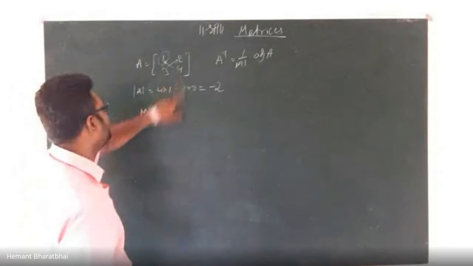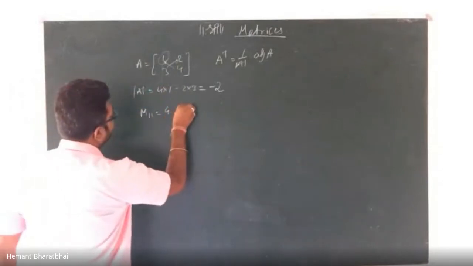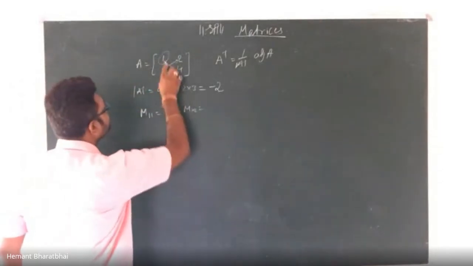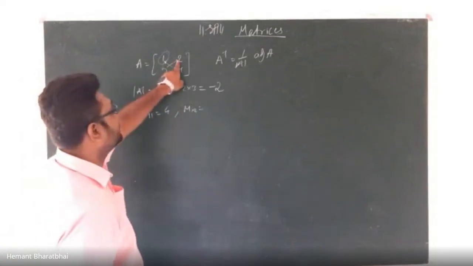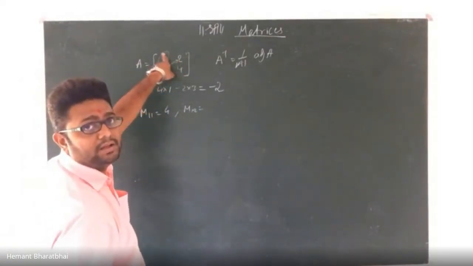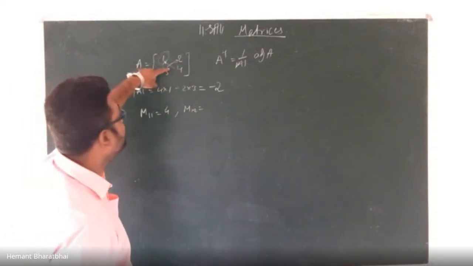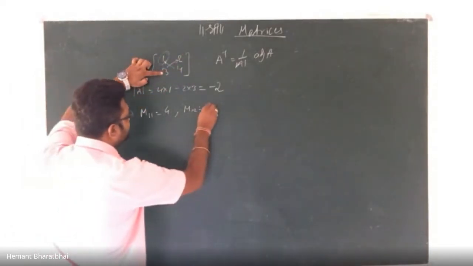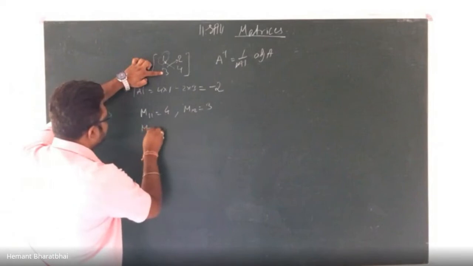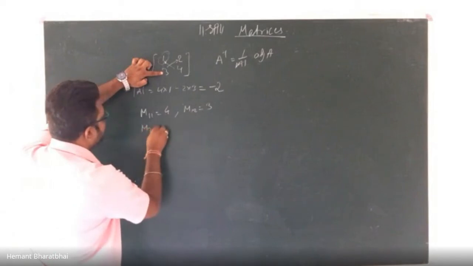Then M12. When you find the minor of the first row and second column, you have to cancel the first row and second column. The element that remains is 3. Then M21. So that is, just a minute.